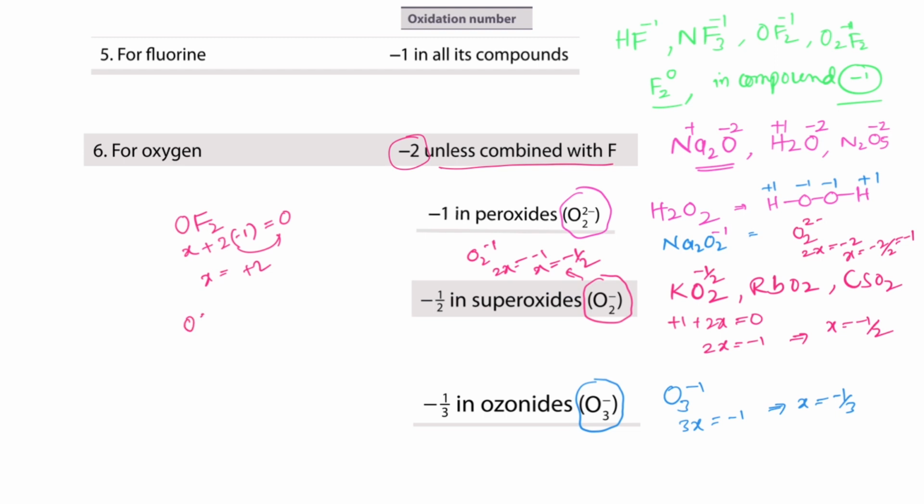Similarly, O2F2. In this also, 2x plus 2 into minus 1 is equal to 0. Then x is equal to 2 by 2, that equals plus 1 oxidation state. So when oxygen is combined with fluorine, it shows a positive oxidation state, and with other elements it shows the minus 2 oxidation state in its oxides.